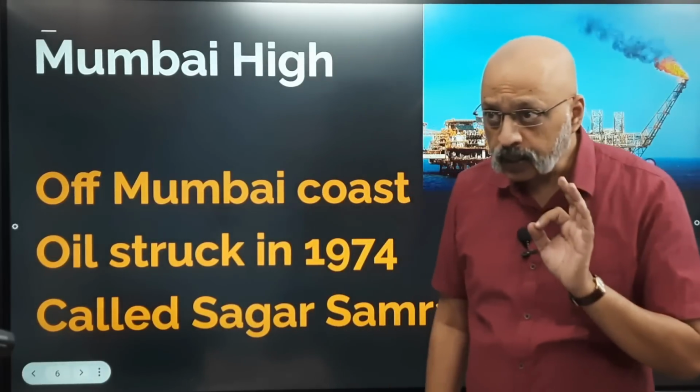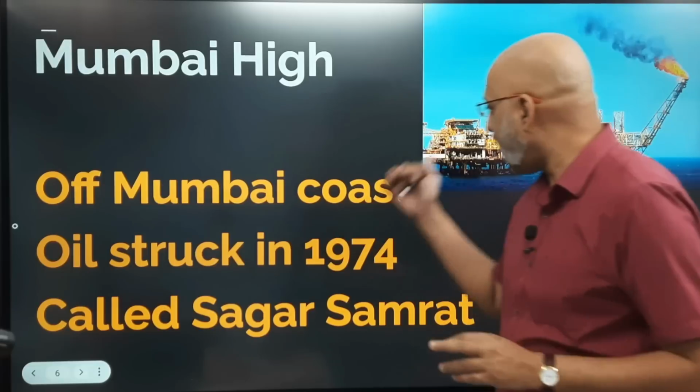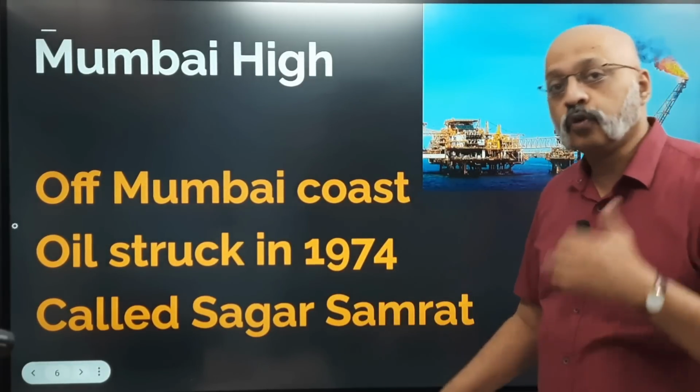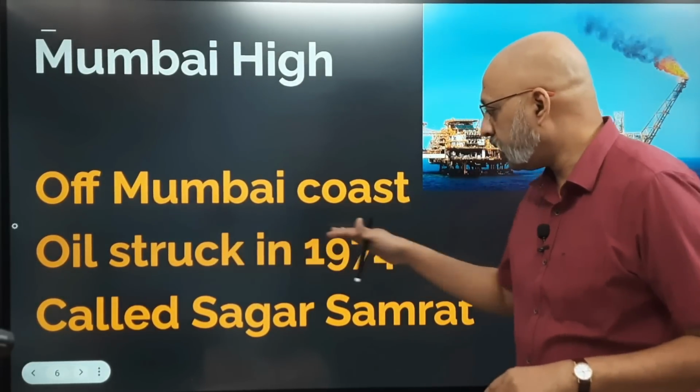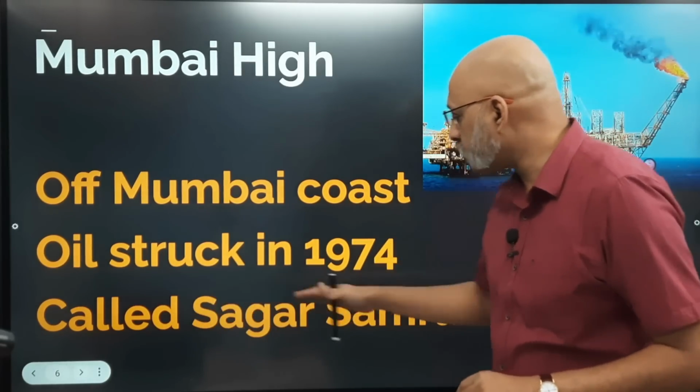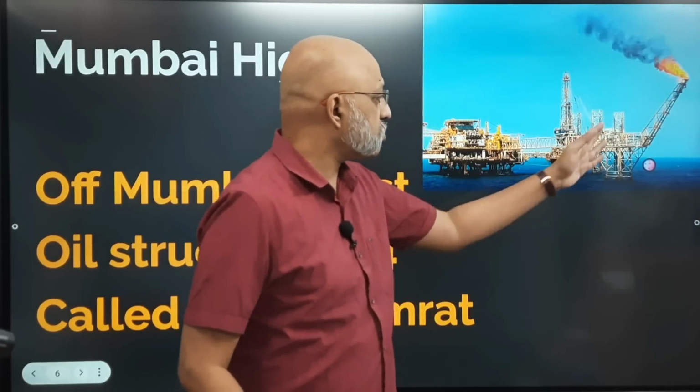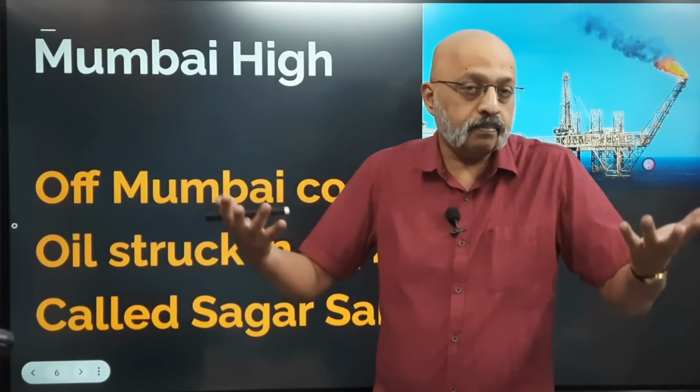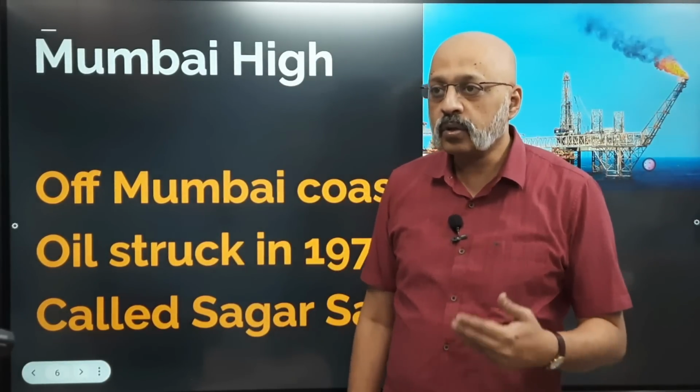textbook. Now, oil was struck here at Mumbai High in 1974. At that time it used to be called Bombay High, and the place is called Sagar Samrat, Samrat as in emperor, the emperor of the sea. So that's where the oil was struck.